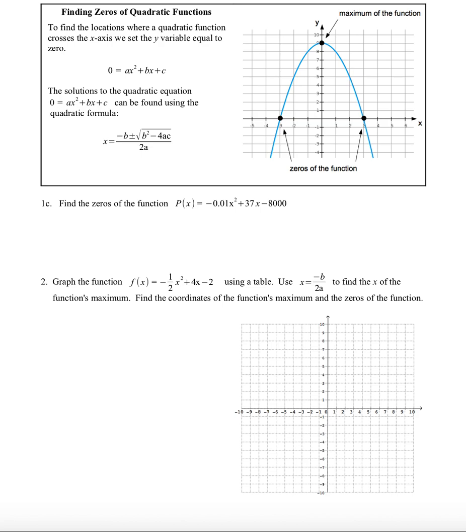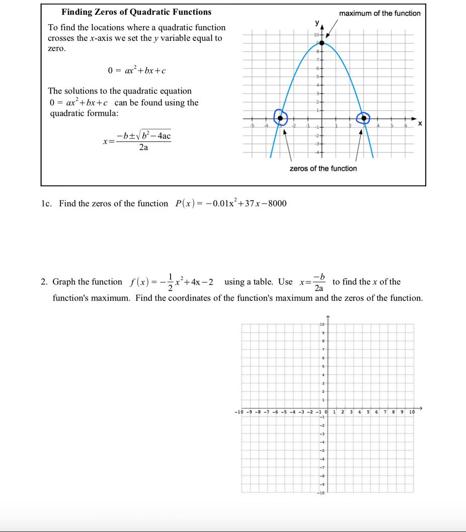Zeros of a quadratic function are the places where the function intercepts the x-axis. Zeros of a quadratic function are the locations where the function intersects the x-axis. A function can have up to 2 zeros if it is a parabola function.